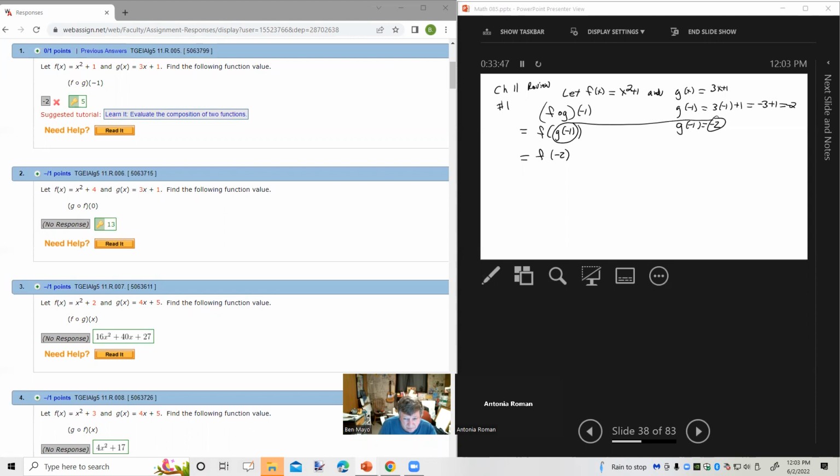So far, so good. Yes. But that's going to go up here. So that's going to be -2 the quantity squared plus 1, which is 4 plus 1, which is 5. So f composed with g of -1 equals 5.